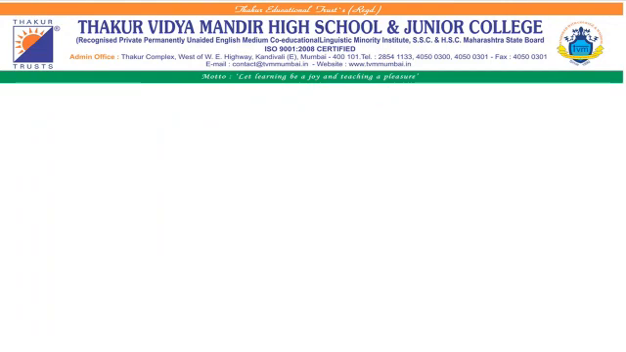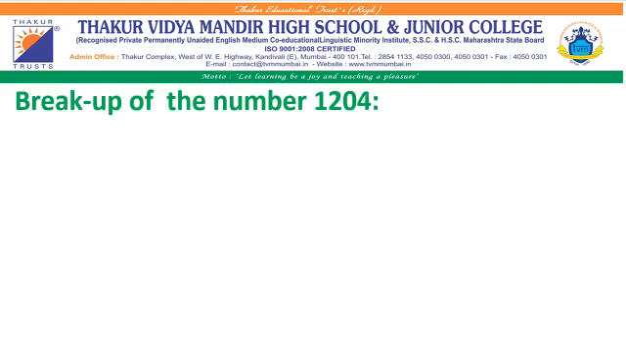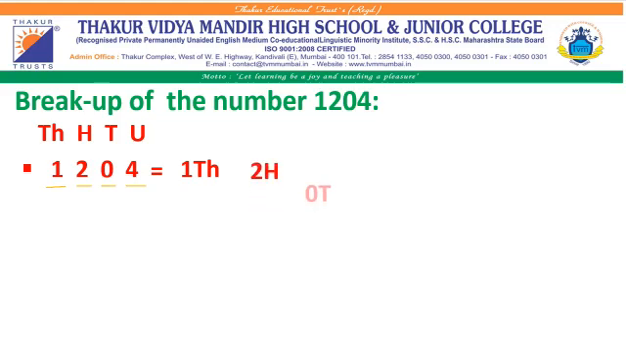Children, let's begin with the breakup of another number. The number given here is 1204. So, firstly, we will note down the number. Then, we will write the place value. And let's begin. Our first breakup will be single, single, single number. So, we will represent it as 1200, 0 tens and 4 units.